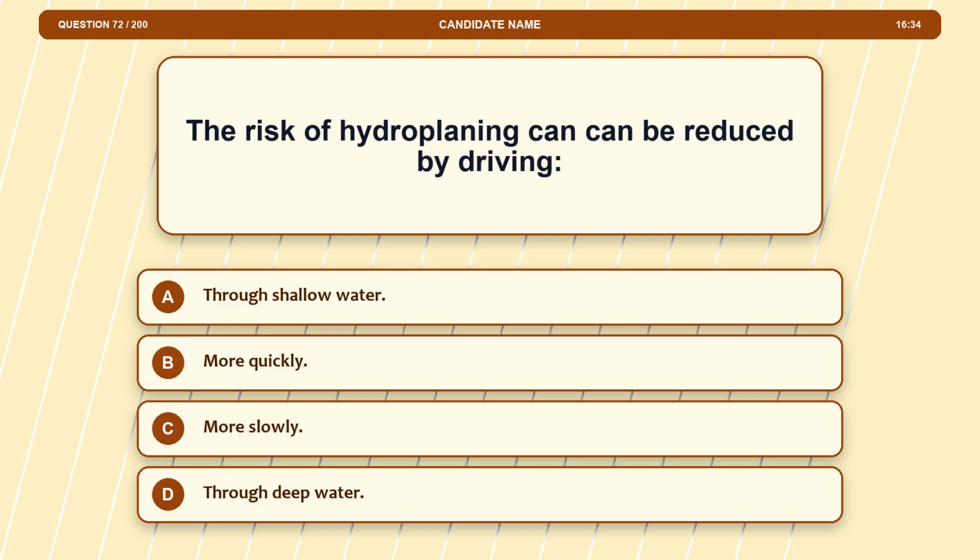Question 72. The risk of hydroplaning can be reduced by driving. Option A, through shallow water. Option B, more quickly. Option C, more slowly. Option D, through deep water.